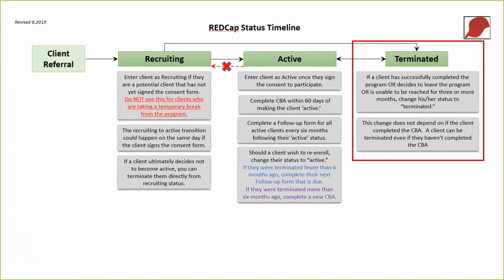A client can be made active again after being terminated. You can do this by completing a status case management change form, making them active, and completing another enrollment form with details about their re-enrollment.